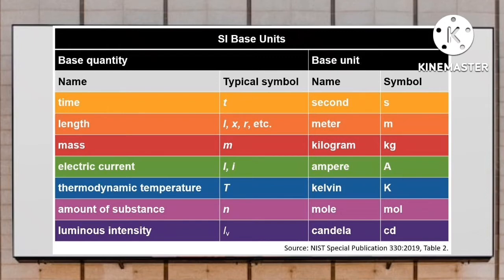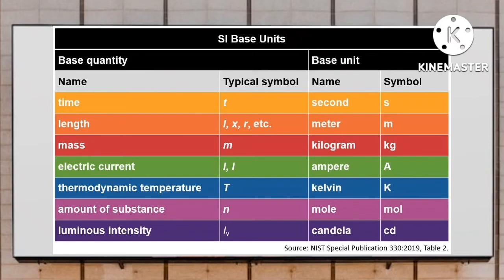Third one is mass, represented by M. Unit is kilogram, represented by kg. Fourth one is electric current, represented by capital or small I. Unit is ampere, and represented by A. Fifth one is thermodynamic temperature, represented by T. Unit is Kelvin, represented by K.